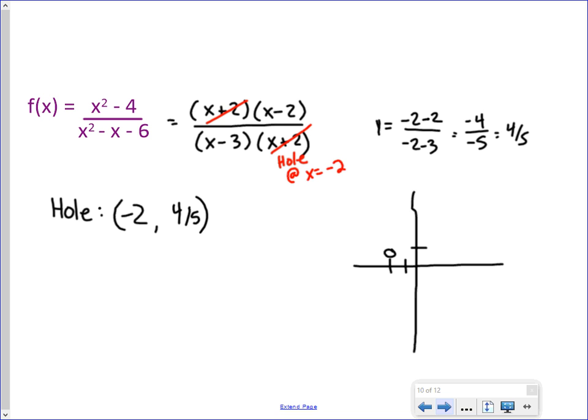Good questions. Anything else? Okay, now I go along my merry way. Vertical asymptote: is there anything left over in the denominator? Yes, x minus 3, so that means I have a vertical asymptote at x equals 3.